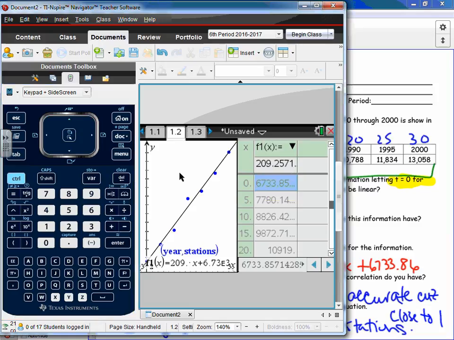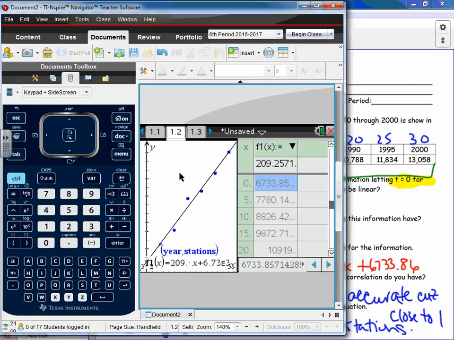So what I want you guys to do is to write at 1970, which is 0, write down 6733.85. At 1975, write down 7780. 80, 8826. 85, 9872.71. You don't technically need the decimals.